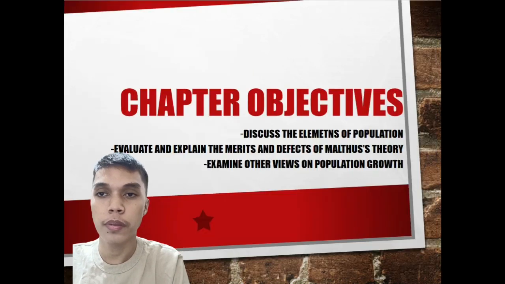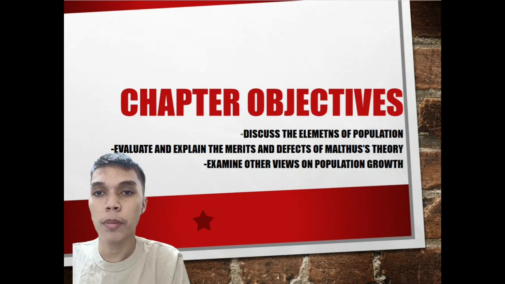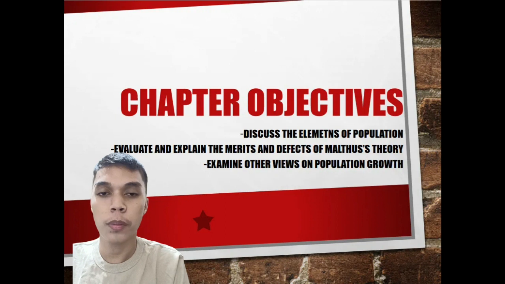So, first, we have the chapter objectives. First is to discuss the elements of population. Second is to evaluate and explain the merits and defects of Malthus theory. And lastly, we have to examine other views on population growth.